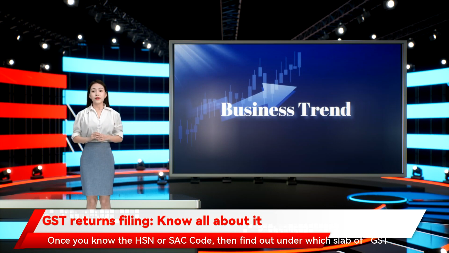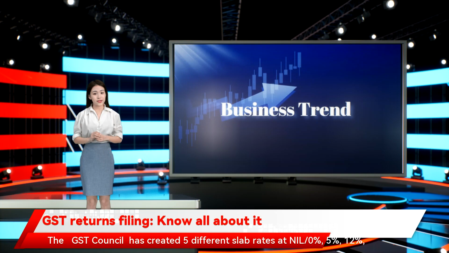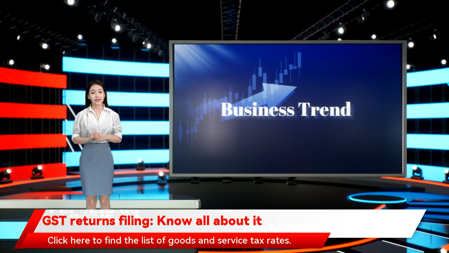Once you know the HSN or SAC code, then find out under which slab of GST tax rate the supply fits into. The GST Council has created 5 different slab rates at NIL/0%, 5%, 12%, 18% and 28% for both goods and services. Click here to find the list of goods and service tax rate.